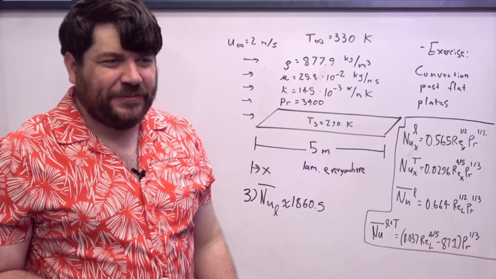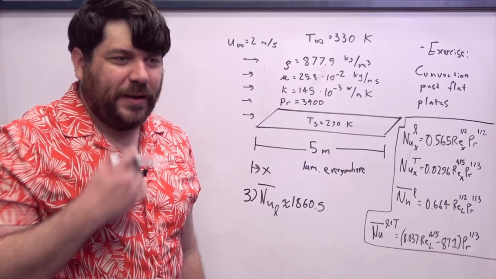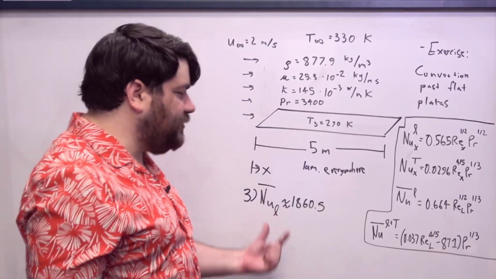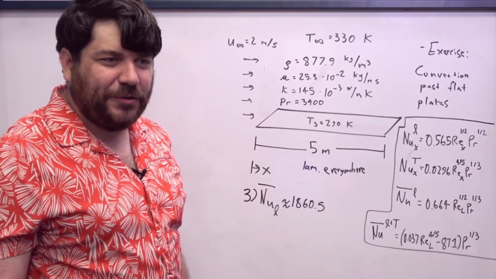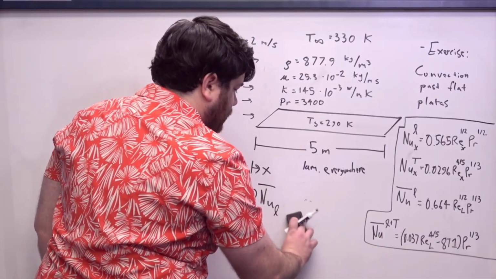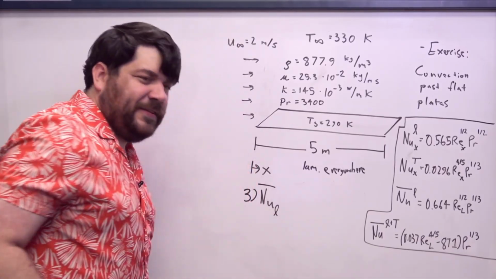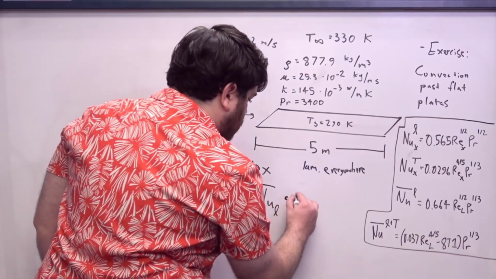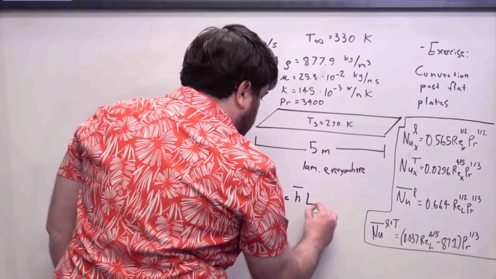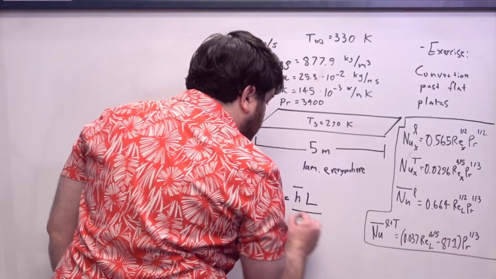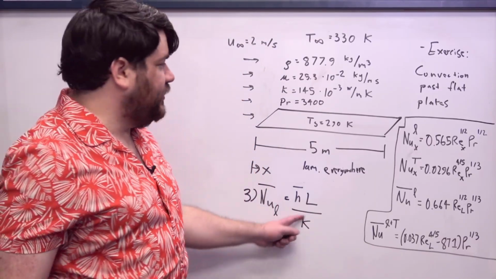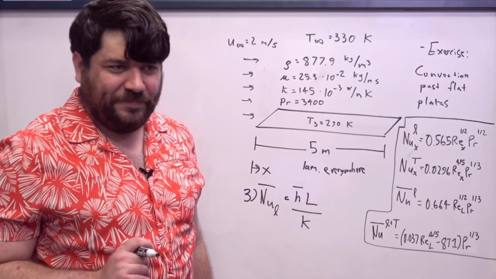How do we get the heat transfer rate per unit width? Well, we have still a little bit of a ways to go. We have the Nusselt number, but remember what the Nusselt number is supposed to be. The Nusselt number is supposed to be the average heat transfer coefficient multiplied by the length of the plate divided by K. Now this K, thermal conductivity, is of course the thermal conductivity of the liquid, right?